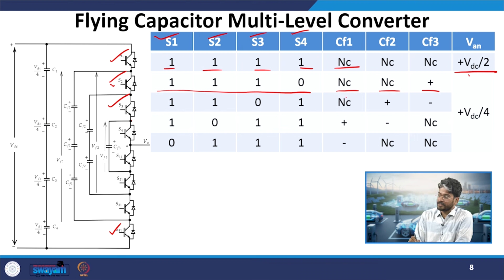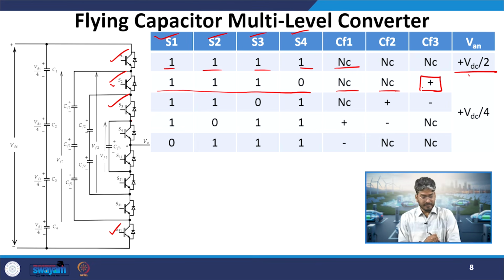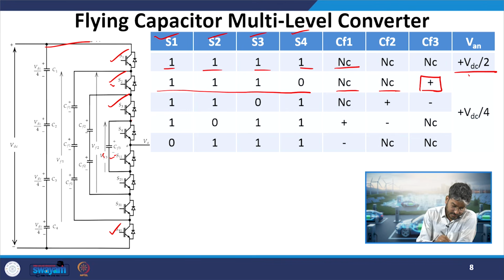Whereas in this combination, we have NC and we have a plus over here. What is the meaning of this? If my current is positive, in this case my CF3 capacitor, what is the CF3 capacitor? This capacitor. The current will come from the bus, flow through this, flow through the diode and go out.